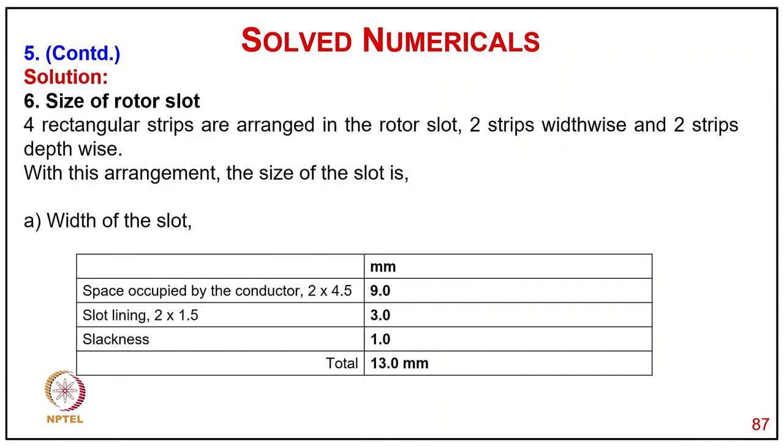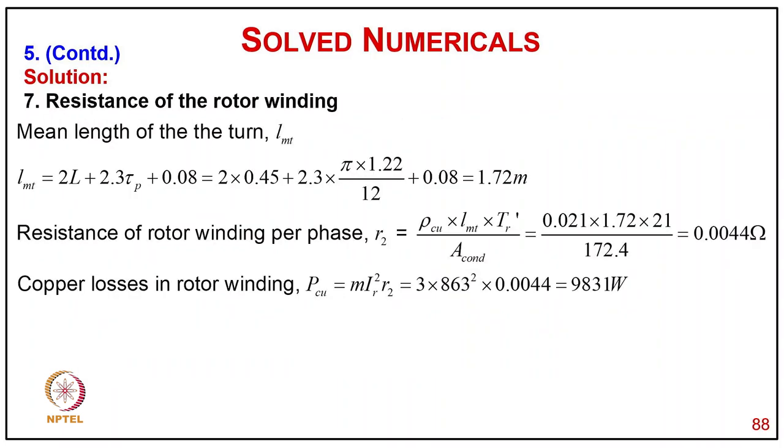Similarly, for the width of the slot, the space occupied by the conductor is 2 into 4.5, that's 9 millimeter, slot lining 2 into 1.3 millimeter, and slackness 1 millimeter, so the total width comes to 13 millimeter. Now coming to the mean turn length of the conductor, LMT equal to 2L plus 2.3 tau into 0.08. Putting values, it comes to 1.72 meter, and the resistance of the rotor winding per phase, R2, equals rho Cu LMT TR upon a conductor. Putting values, it comes to 0.0044 ohm.